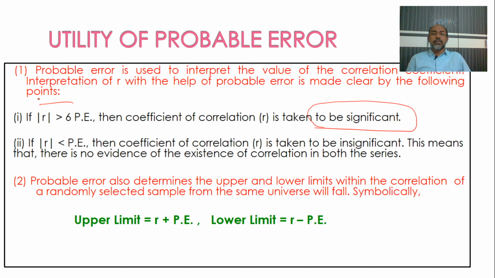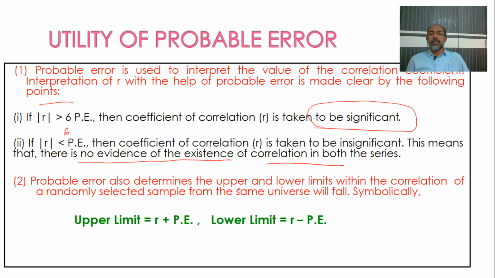Whereas if the R value is less than 6 PE, you have to write 6 times the PE, then the correlation coefficient is taken to be insignificant. This means that there is no evidence of the existence of correlation. The words and deeds must support each other; the evidence must also support the argument. Hence, the correlation does not exist if it is less than 6 PE. Okay. Then one more interpretation.